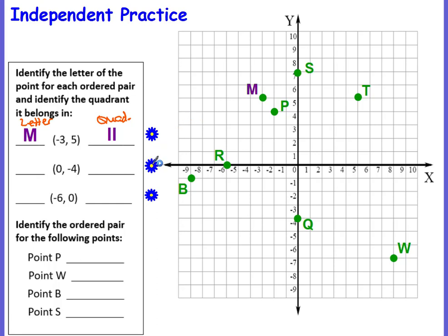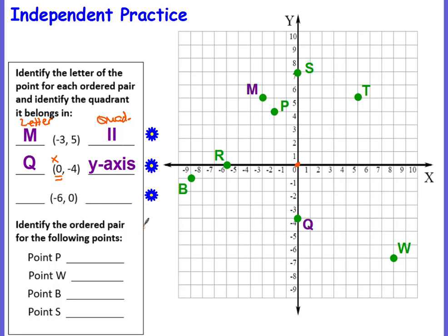Okay, 0, negative 4 is located at point Q, which is on the y-axis. So when you start at the origin right here, you're not moving on the x-axis. Remember, x comes first. This is your x-coordinate. It stays at 0. But on the y-axis, you're going to move down to negative 4. Kind of like riding an elevator, either up or down. We're going to go down, which is at point Q. And because it's on the y-axis, it's not in a quadrant.